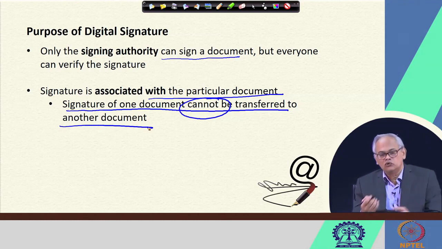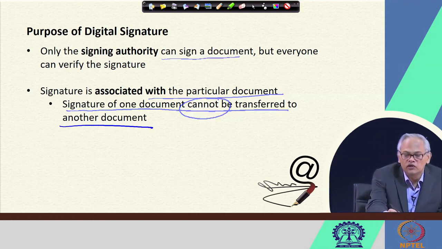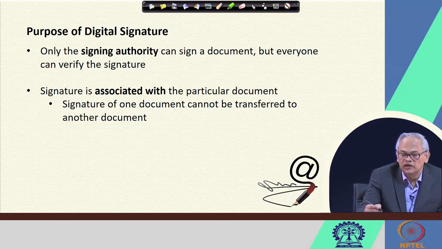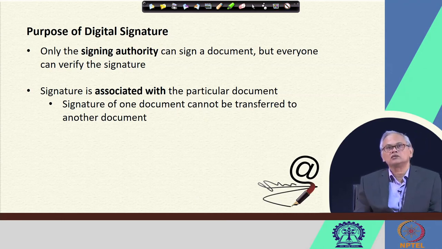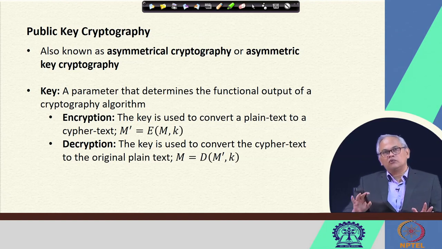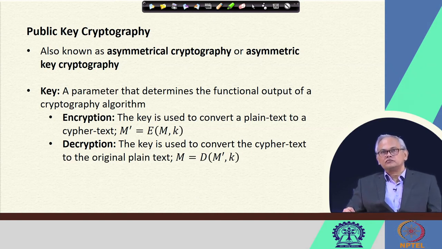We will see how to do that, but in order to understand how digital signature works, we will first talk about public key cryptography. We will see how digital signatures can be generated by making use of public key cryptography, which, as we mentioned, is also called asymmetrical cryptography or asymmetric key cryptography.